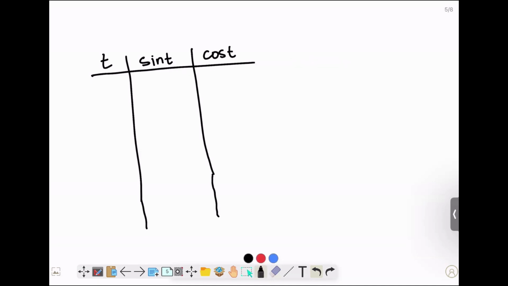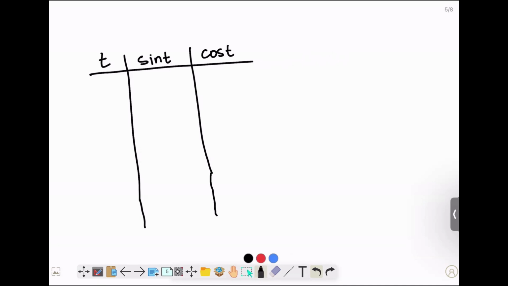And I'm going to put the common angles from the first quadrant on my chart. So I'm going to put them both in degrees and radians. So pi over 6, pi over 4, pi over 3, and pi over 2.